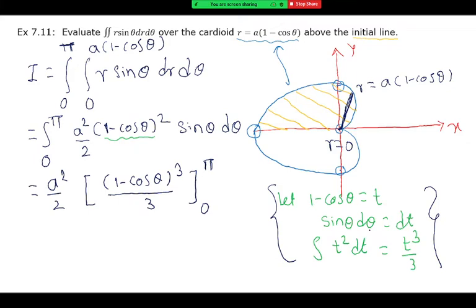Now, just put the upper and lower limits. When we put the upper limit, what will be the value of the bracket? 8 by 3. Yes, 8 by 3. And for the lower limit? 0. Correct. That's one. So this a square by 2 as it is. Cos pi is minus 1, minus minus plus 1. So 2 raised to 3 is 8 by 3. And cos 0 is 1. So 1 minus 1 is 0. And the final answer is 4a square by 3. That is the end of the question.